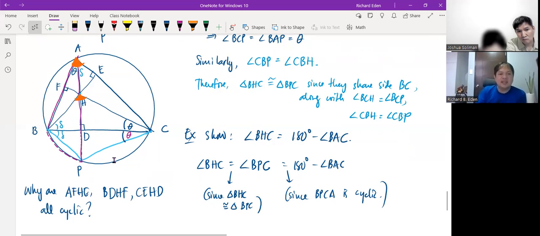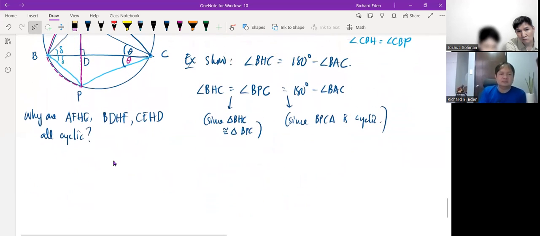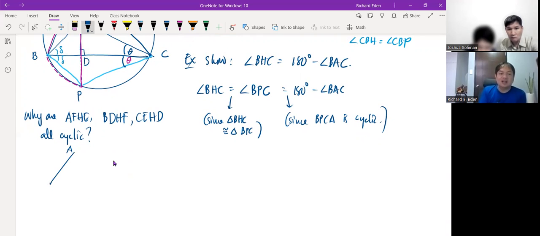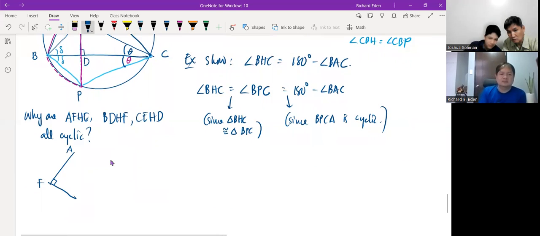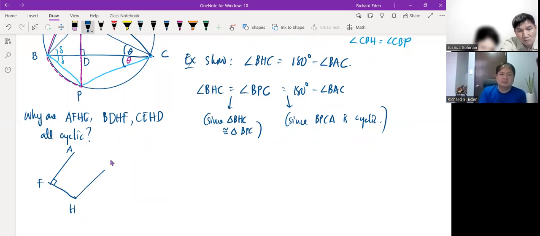Let's have a look at AFHE. Are they even cyclic? Yes, they are. What? No way. Wait lang. How are they cyclic, po? Okay, AFHE. So based on this illustration, what's the only thing that we're sure about AFHE?